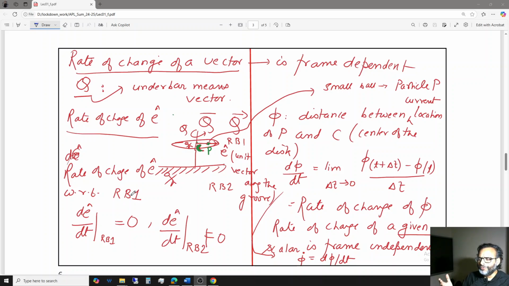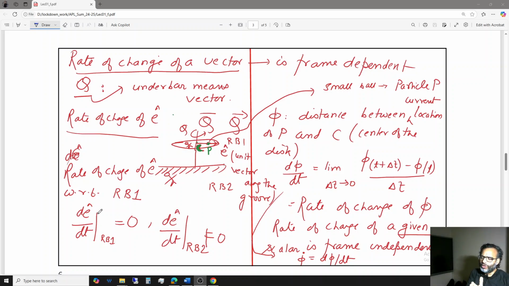I expect all of you to visualize this scenario and tell me the answer. I hope most of you will be able to realize this now, right now as I speak, that the rate of change of vector E hat with respect to RB1 is 0. What I mean by with respect to RB1 is as observed by your friend.